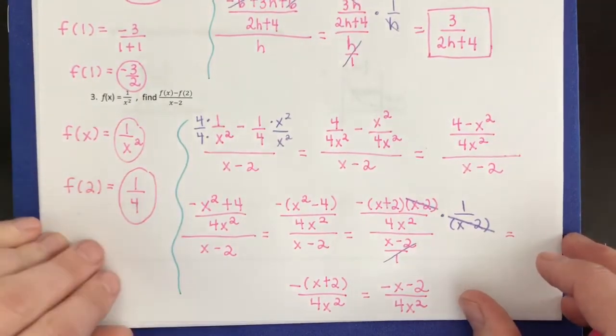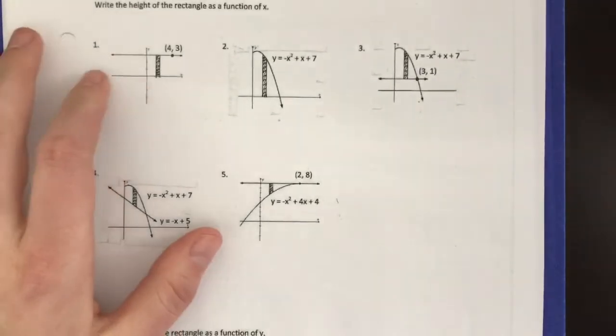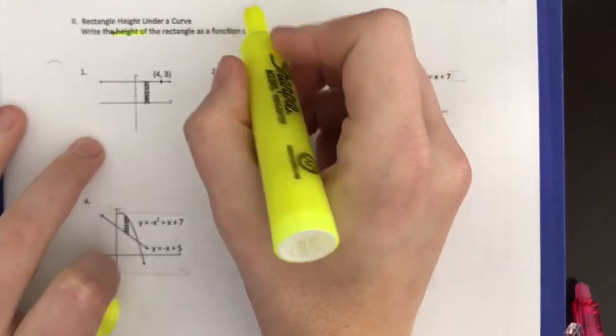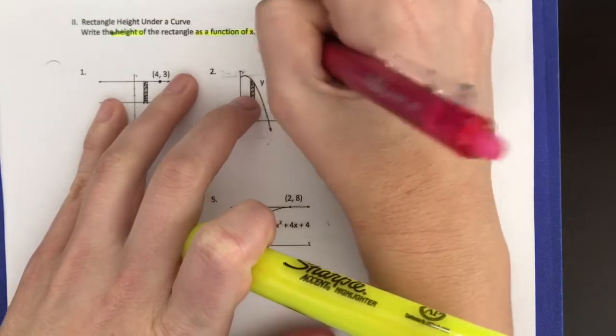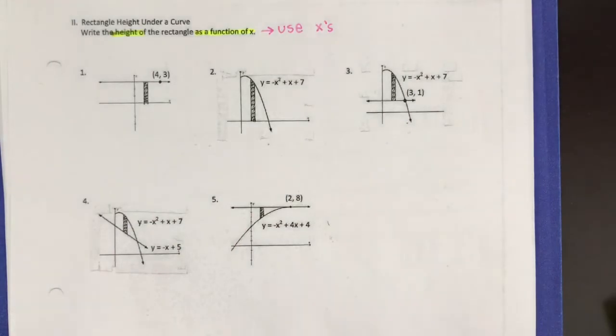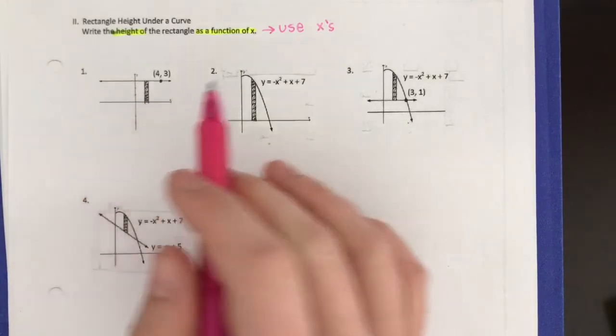So that's your refresher on both fractions and difference quotients. So now on to the next topic, part 2. Rectangular height under a curve. This is so neat. I think you will enjoy it. Okay, so write the height of the rectangle as a function of x. Okay, so that means use x's. As a function of x means x's should be in the answer. All right, so I want to know the height of this rectangle, just the height.